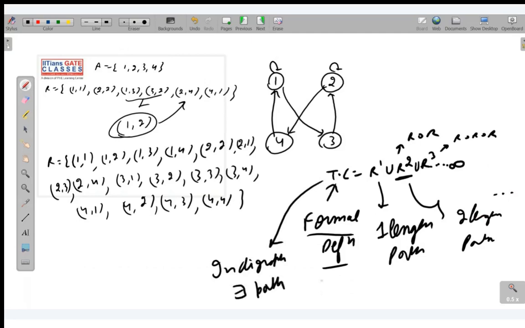Yes, take snapshot. I will jump to the next slide now. Yes, sir.